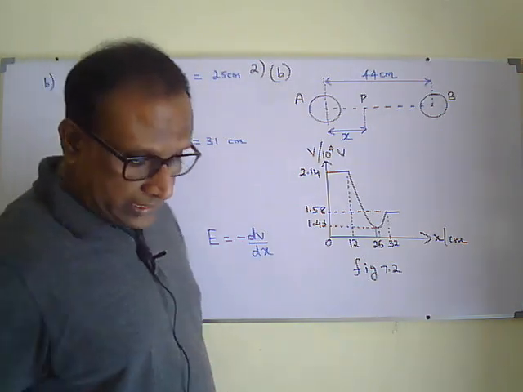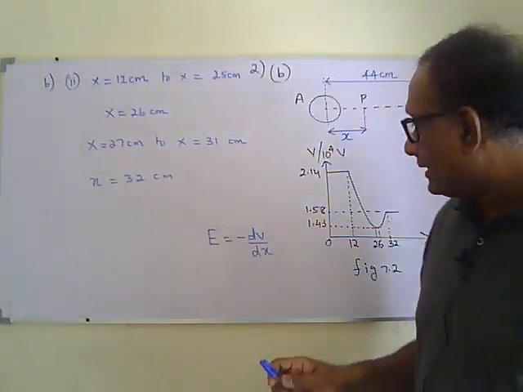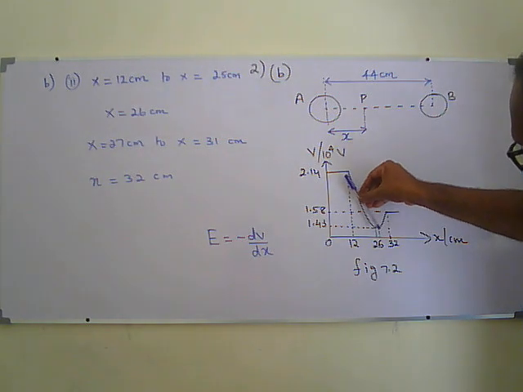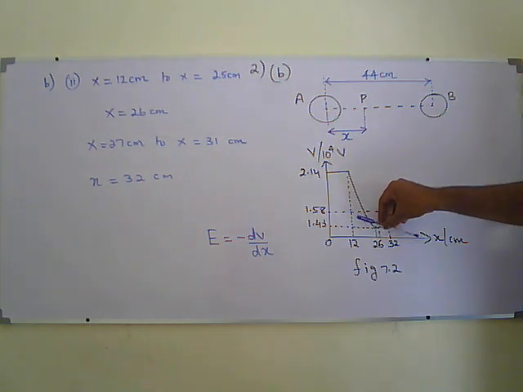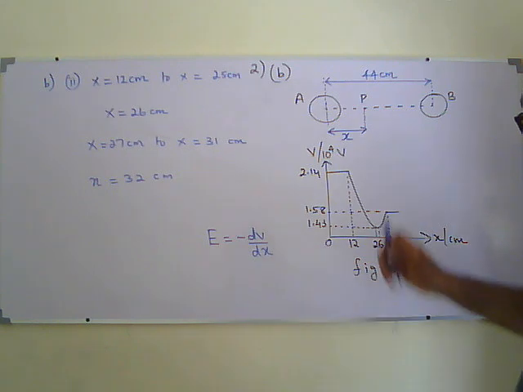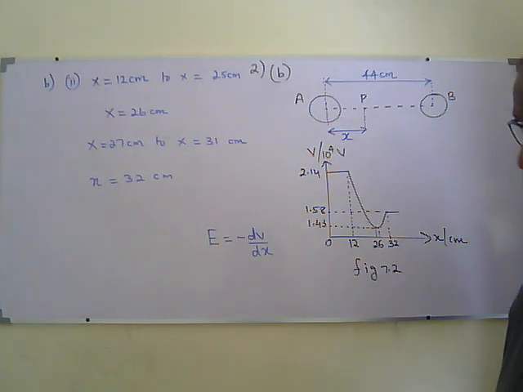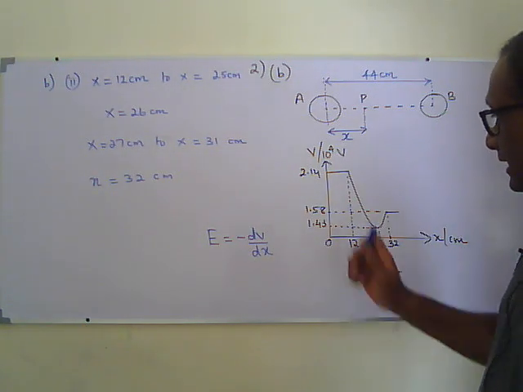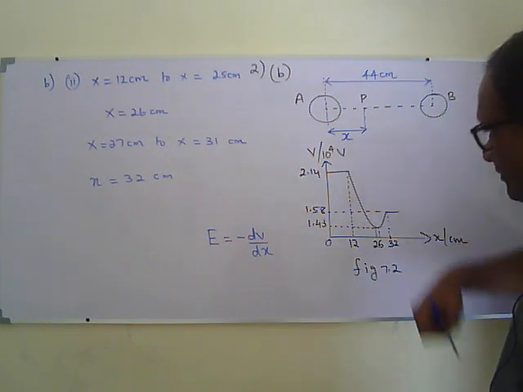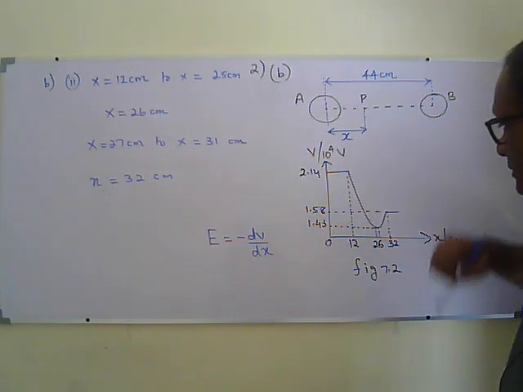You can keep your ruler like a tangent, or you can keep your pen like a tangent, and you can see, move it. You can see the pen is getting more and more close, more and more horizontal. So the slope is decreasing. That means the electric field strength is decreasing from this point to this point.